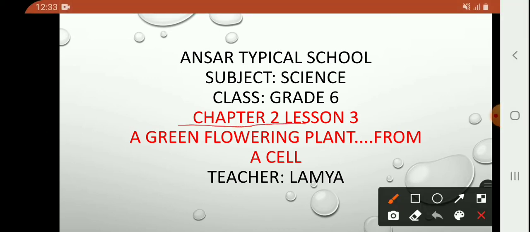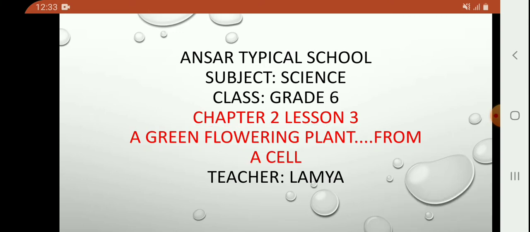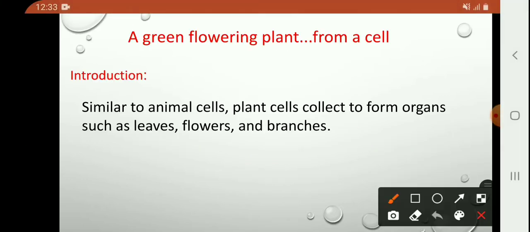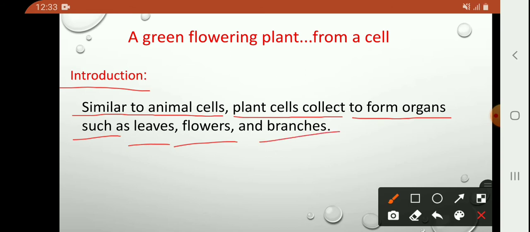Chapter 2, Lesson 3: A green flowering plant from a cell. Introduction. Similar to animal cells, plant cells collect to form organs such as leaves, flowers, and branches. Leaves, flowers, and branches are organs of the plant.